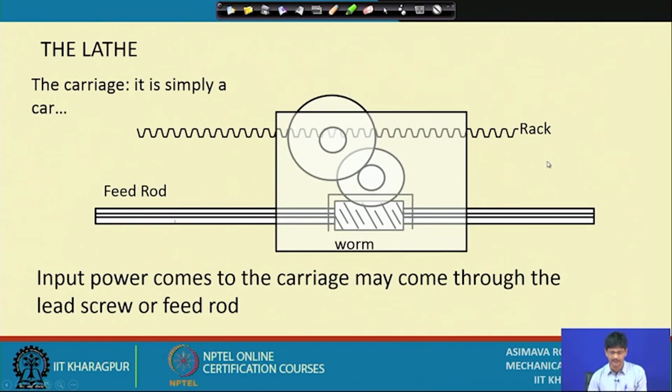This is the way in which the apron mechanism of the carriage operates. So, what is the carriage? It is a car. It is simply a car, nothing else. Then where is the wheel of the car? This is the wheel of the car, this one. Where is the road? This is the road. This rack is the track of the wheel.